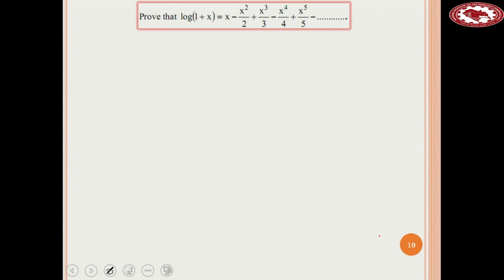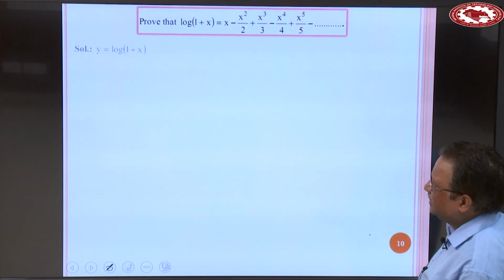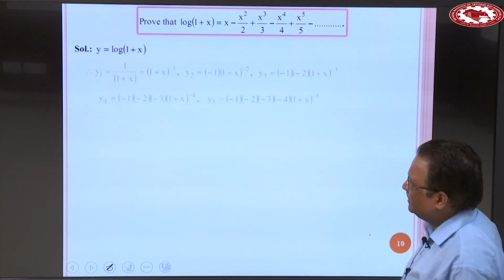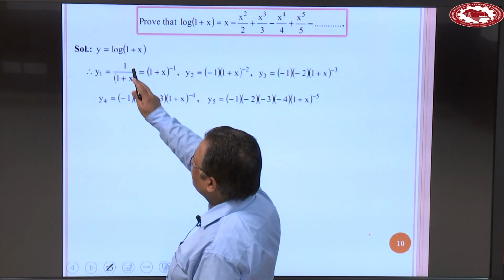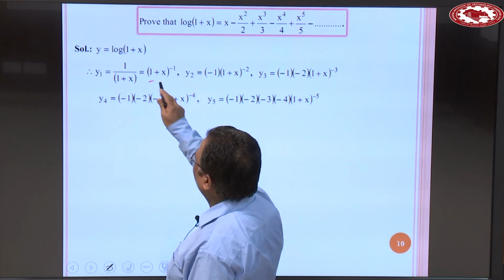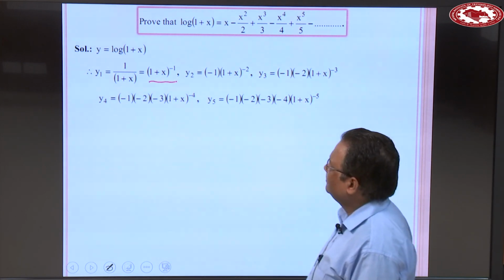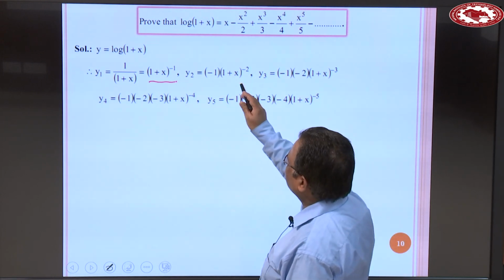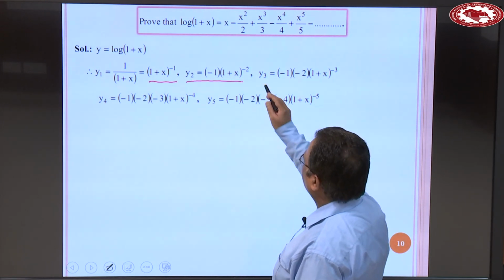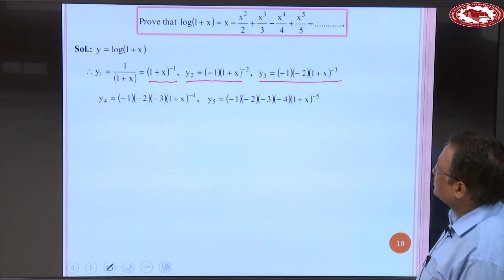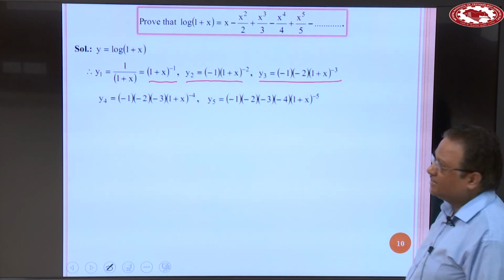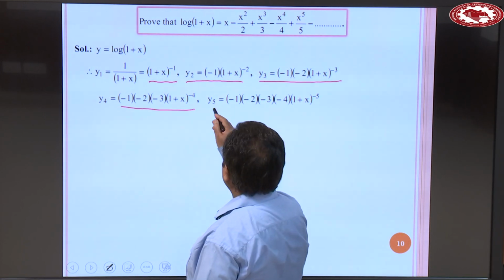One more expansion you know, log 1 plus x, x minus x square over 2 plus x cube over 3 minus x4 over 4 plus x5 over 5 minus and so on. Now see, y is equal to log 1 plus x. So y1, first derivative, is 1 over 1 plus x, that one is 1 plus x power 1. Now y2 is minus 1, 1 plus x power minus 2. y3 is minus 1 into minus 2, 1 plus x power minus 3. Similarly, y4 is this, y5 is this.